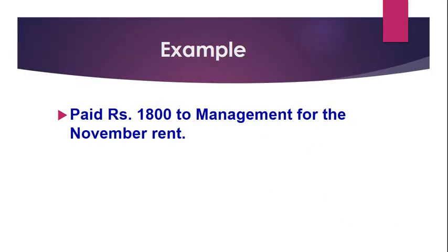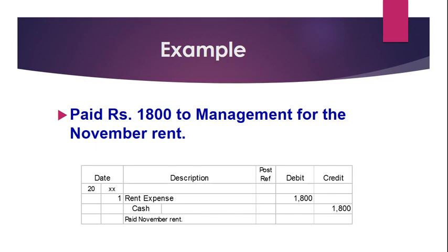The next example is paid rupees 1800 for rent. Dear students, from this transaction, first we will find the names of 2 accounts, one for the debit and the second is for the credit. So the journal entry will be rent account to cash account. Here the cash will come on the credit side because we are paying the cash, and the narration will be paid rent.